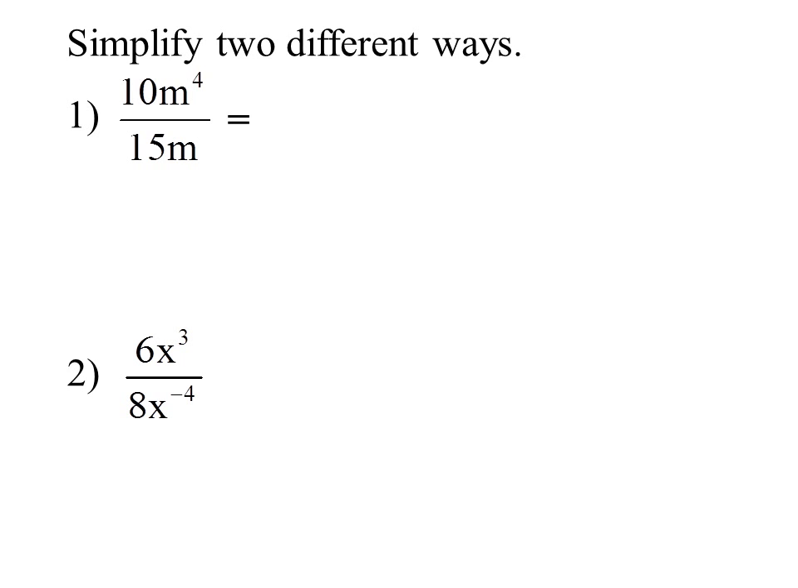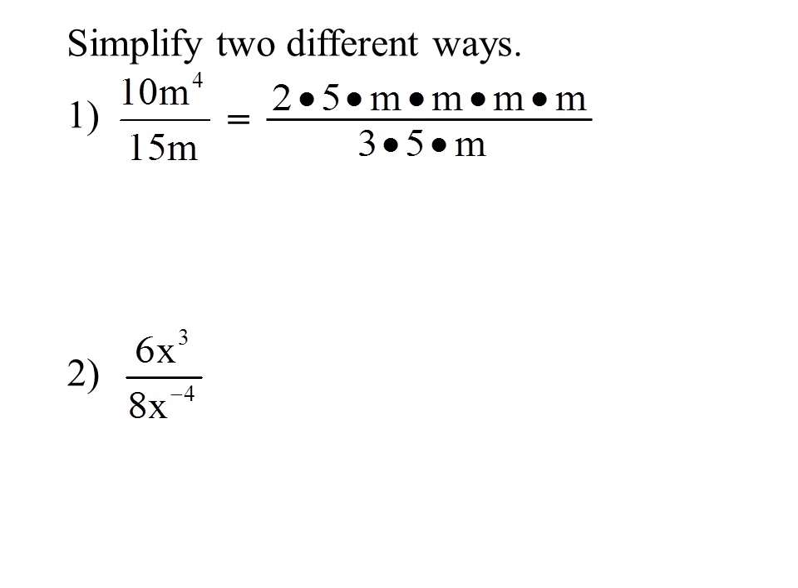For example, simplify. These are the two different ways to do it. The first way is the way I showed you in the first example, and the second way we're just going to subtract. Okay, here we go. 10m to the fourth over 15m. The factors of 10 are 2 times 5 times m times m times m times m, and the factors of 15 are 3 times 5 and m. Now we cancel out anything in common to the numerator and the denominator, which is 5 and m. And what am I left with? 2m cubed over 3, and that's my final answer.